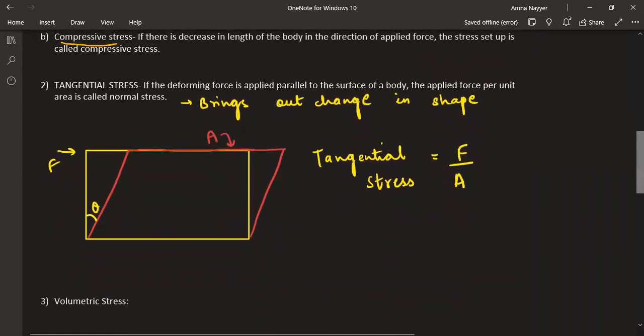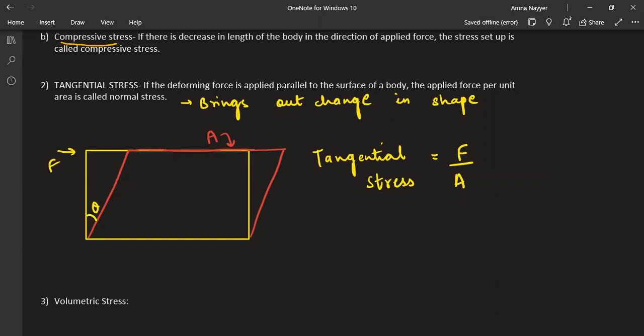Second is tangential stress. Remember, in the last class when we were about to end the class, I told you that the deforming force is applied parallel to the surface. There's a change in shape. So if the deforming force is applied parallel, like the very thick books that you have, especially your class 11th reference books, if you put pressure on the upper part of the book, the upper part will sway a little bit and the lower portion will stay as it is, right? So this is tangential stress, when force is applied parallel to the body.